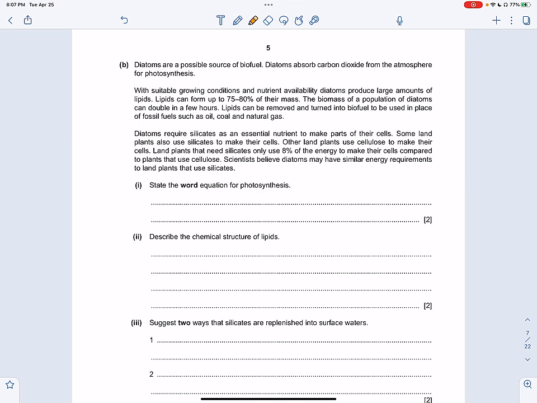Okay, diatoms are a possible source of biofuel. It's a good thing you could also use for your AICE Environmental class if you have it.